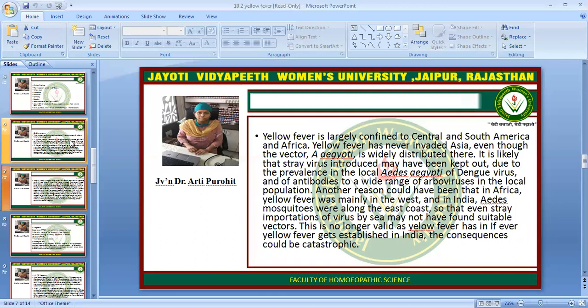Another reason could have been that in Africa, yellow fever was mainly in the west, and in India, Aedes mosquitoes were along the east coast, so that even stray importations of virus by sea may not have found suitable vectors. This is no longer valid. If ever yellow fever gets established in India, the consequences could be catastrophic.